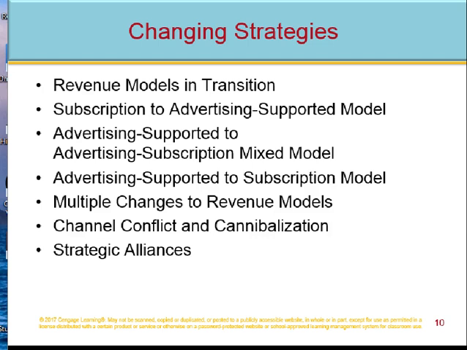Sometimes there have been multiple changes to revenue models. Encyclopedia Britannica's initial web offering was in 1994. The Britannica Internet Guide was free, and the Encyclopedia Britannica Online had a subscription fee, or it was offered as part of a CD package, but the subscription fees were fairly low.